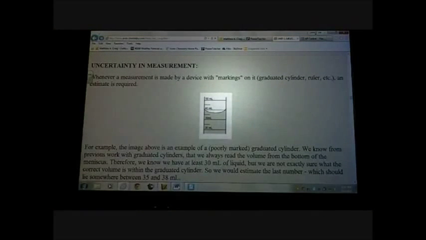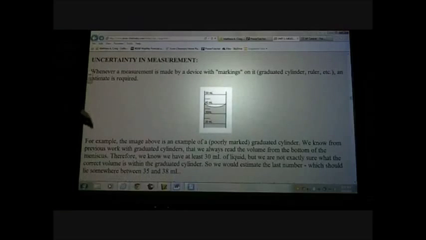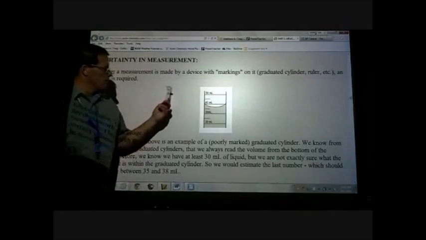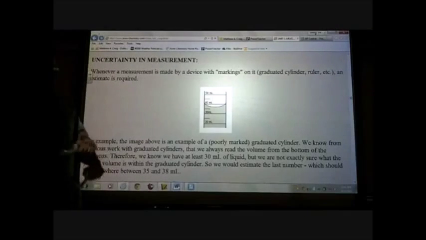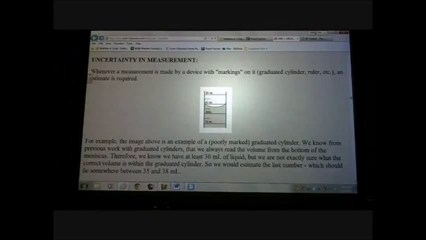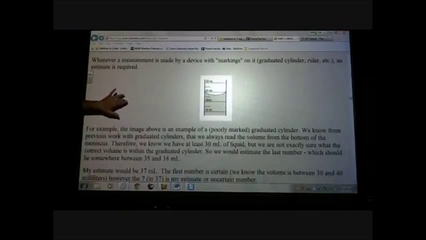Uncertainty in measurements, and the 2s are part of your homework as well. So far, I think you have about 4 minutes of homework. Whenever a measurement is made by a device, this would be a graduated cylinder, and we'll get to use some of these shortly, we have to guesstimate on some readings. But we always write down what we know for sure.